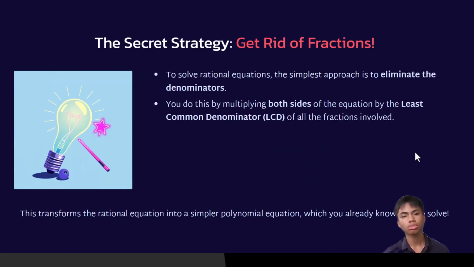Now, the secret strategy is to get rid of fractions. To solve rational equations, the simplest approach is to eliminate the denominators. You do this by multiplying both sides of the equation by the LCD of all the fractions involved.